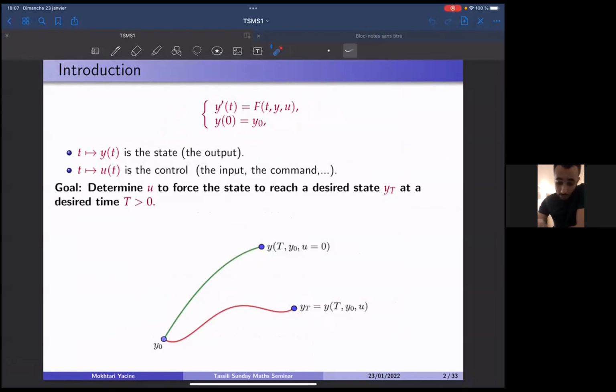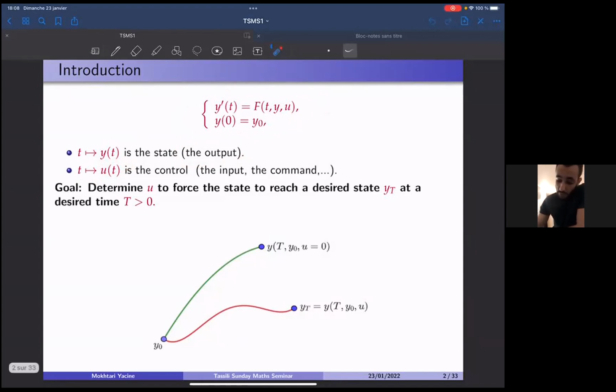Throughout this talk, I will call y(t), the solution of the system, the state or the output in some control books. And this function U is the control. We can find this control under some other notations in books: the input, the command, etc. So what is the goal of this story?